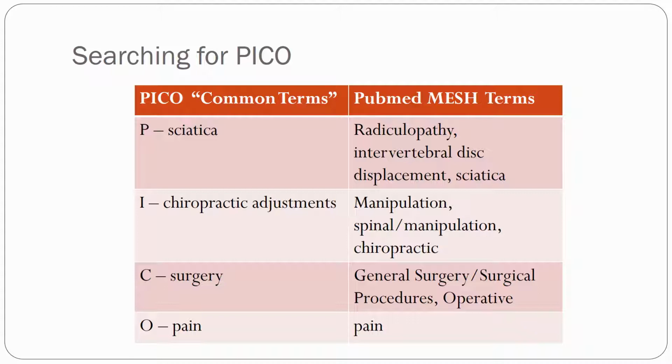So I've just put together something here in the PICO format. Let's say you had a patient with sciatica. So that would be the P, the patient problem. The I that you might be interested in might be chiropractic adjustments. Of course, we have all sorts of names for this: chiropractic manipulation, etc. And depending on who you ask, you'll get a different answer about what to call it.